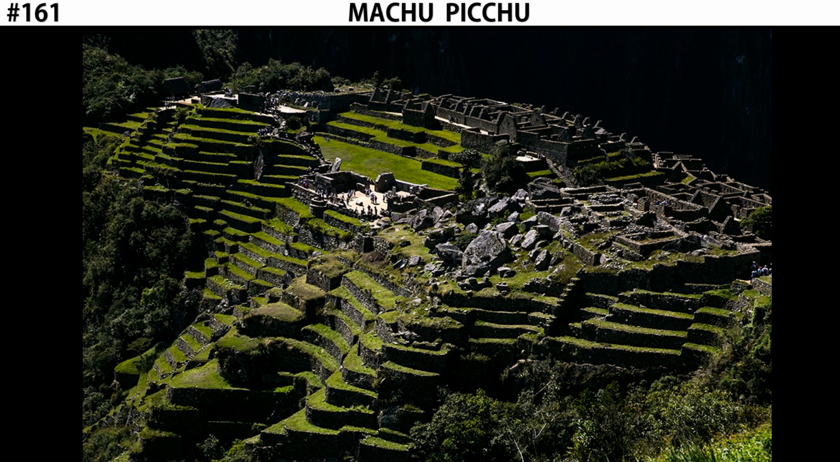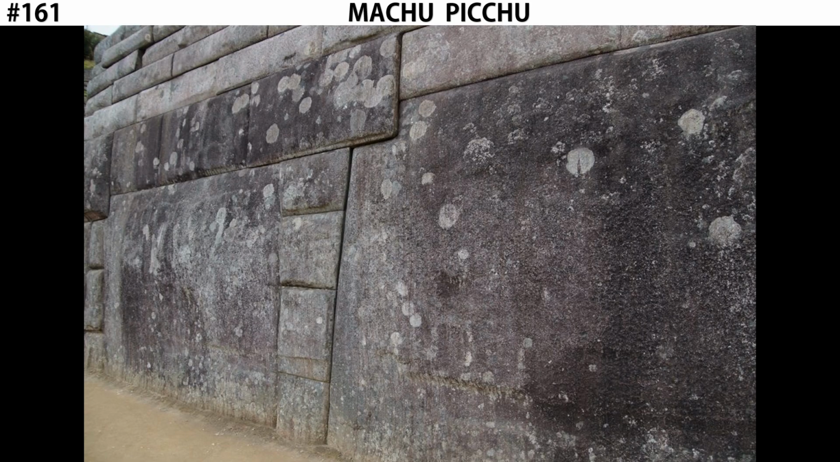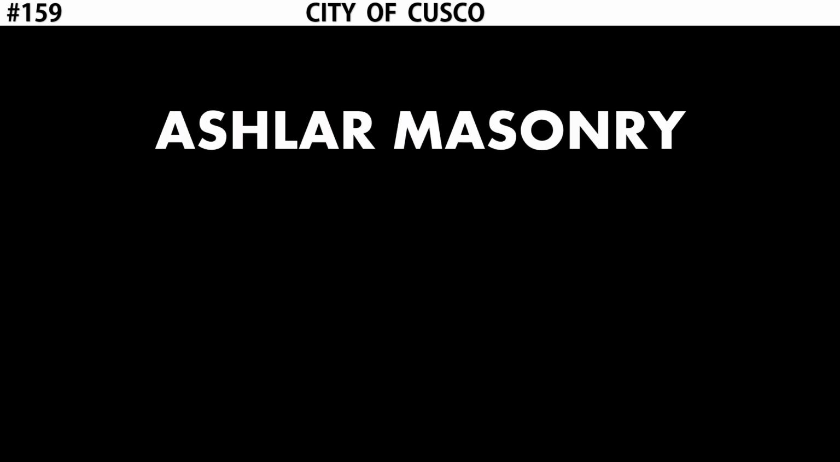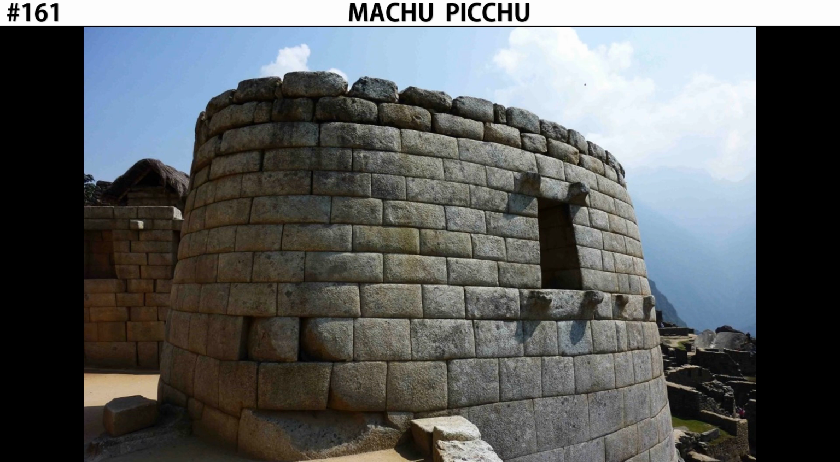Now, the architecture at Machu Picchu is built using large stones that were specifically cut to fit with their neighboring stones. If you remember, recently we talked about something similar in the city of Cusco. In the Sacsayhuaman, we saw architecture that was using what we call ashlar masonry. And ashlar masonry is architecture that uses stones carefully cut to fit exactly together without the use of concrete. The Incan used ashlar masonry at Machu Picchu as well.